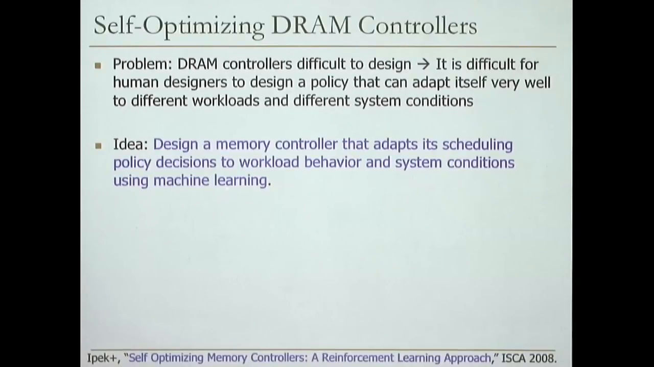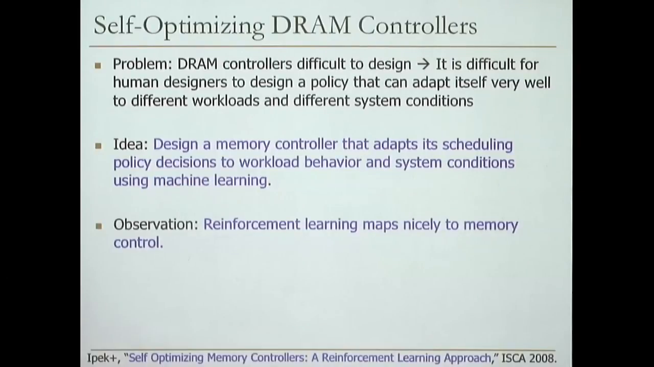So the idea is to design a memory controller that adapts its scheduling policy decisions. In this case, we just looked at the scheduling policy decisions, not even power management or all of that other stuff, to the workload behavior and system conditions using machine learning. So I think this is one general direction to follow in systems that are really complex going forward.